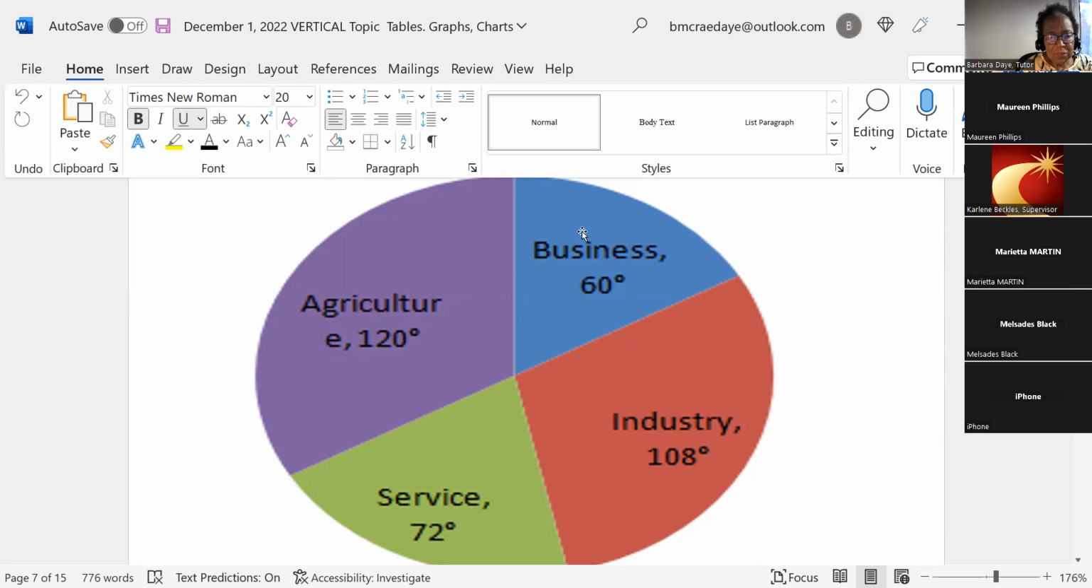Add up these degrees. What do you get? Marietta, when you add up these degrees, what do you get? Add 60, 120, 72, 108. What do you get?